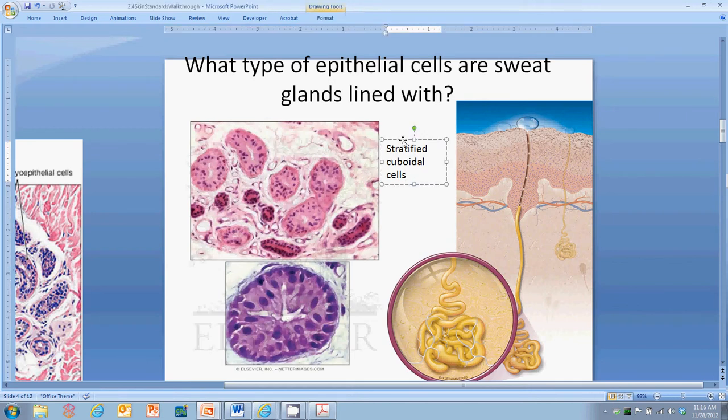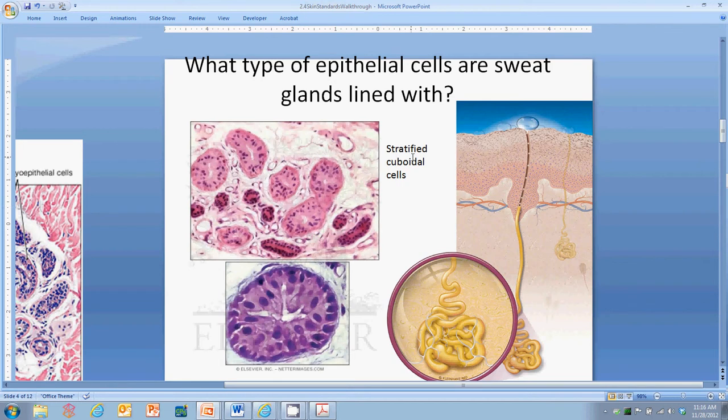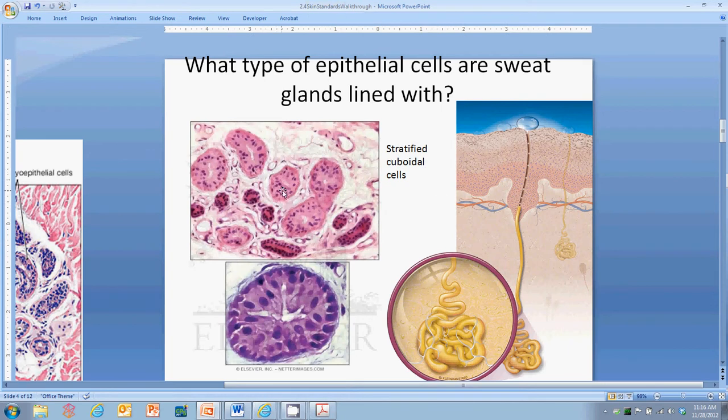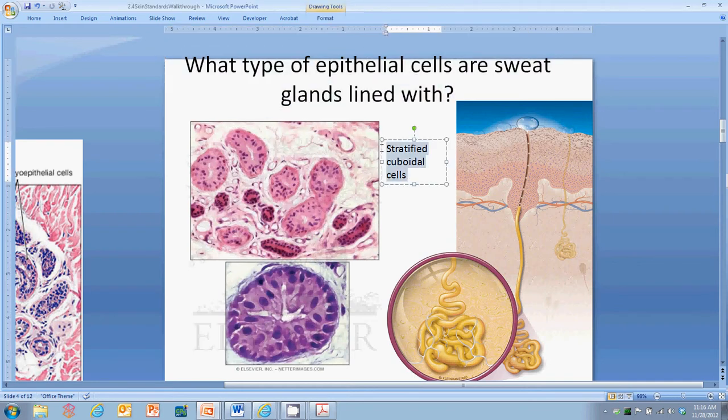I could give you a more complicated answer about how some parts are lined with simple cuboidal, some are layered, but just know stratified cuboidal is fine. Cuboidal cells are going to line the sweat glands in here, and so the liquid is going to come up in between them. Those are the epithelial cells that they're lined with, stratified cuboidal.